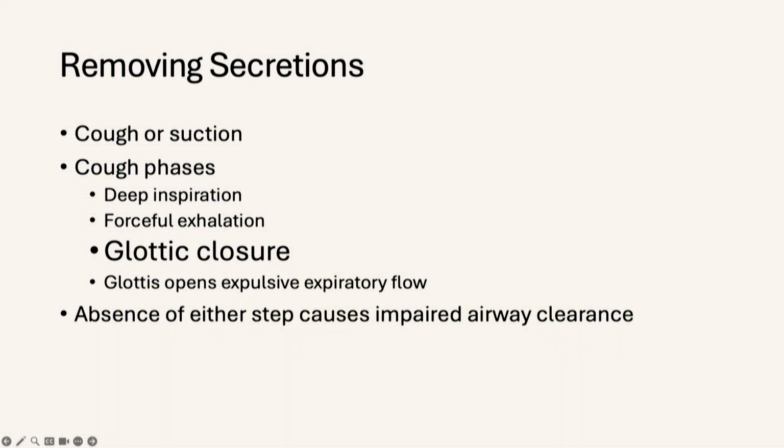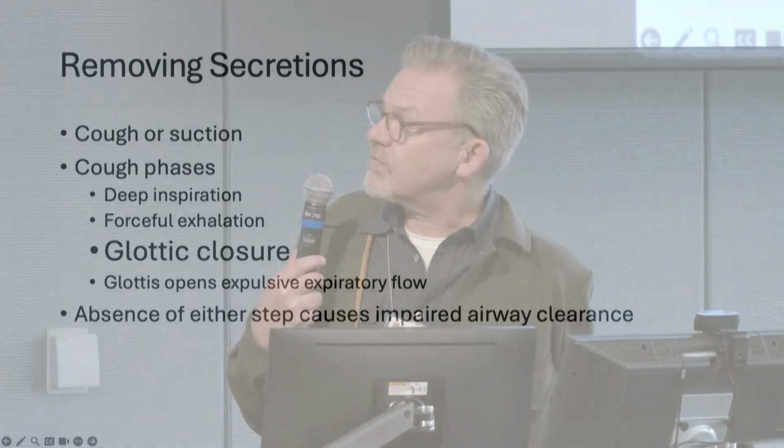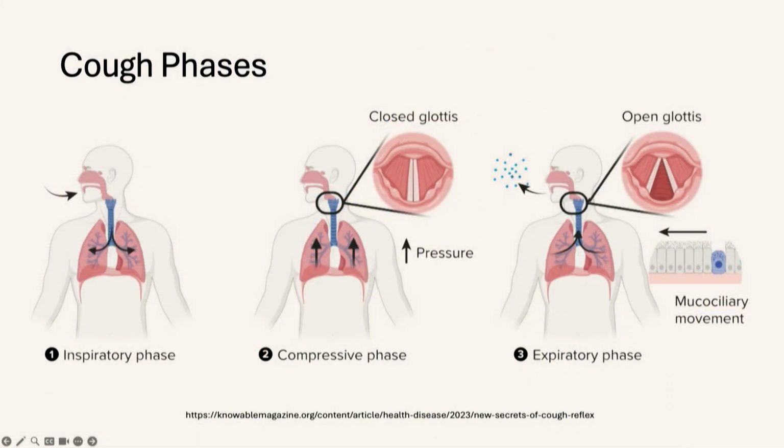Then almost immediately after that, the glottis closes for about a quarter of a second, and then pressure builds up in the lungs, and then the glottis opens, and then you have an expulsive flow of air up the respiratory tract carrying secretions. If you have weak inspiratory or expiratory muscles, I think we all know that makes it hard to cough, but if you also don't have normal glottic function, that also can impact your ability to cough effectively. And so absence of any of these three can impact airway clearance. So here's an example of that. The first phase, breathing in, over on the left, and then you breathe out, the glottis closes, you have an increase in pressure in the lungs, and then the glottis opens, and then you pull all the secretions, hopefully, that you have on your airways up and out of the respiratory tract.